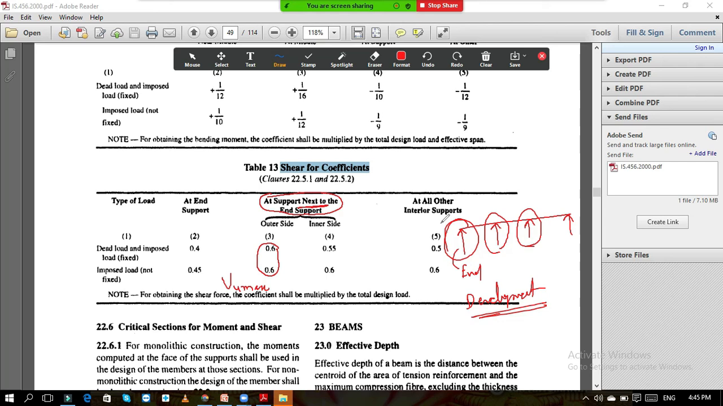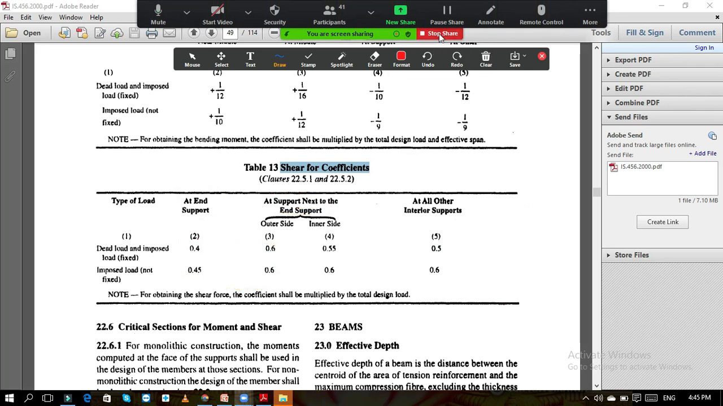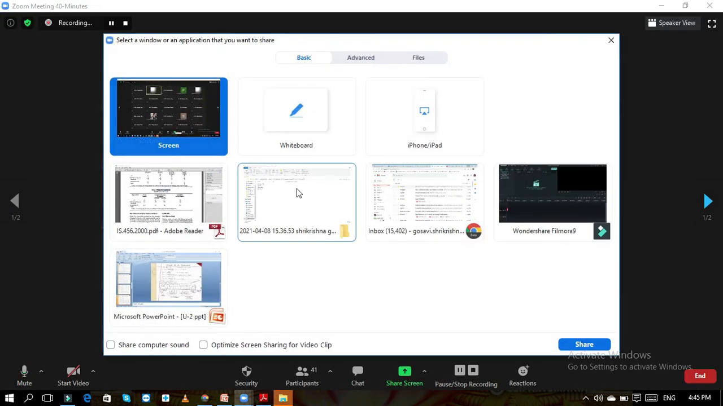So now we want to calculate the shear force at end support. What is the shear force? So at end support, here you can see these are the coefficients. This is the coefficient for dead load, this is the coefficient for live load. The coefficient is 0.4 and 0.45. So for dead load 0.4, for live load 0.45. So again we will calculate the shear force.